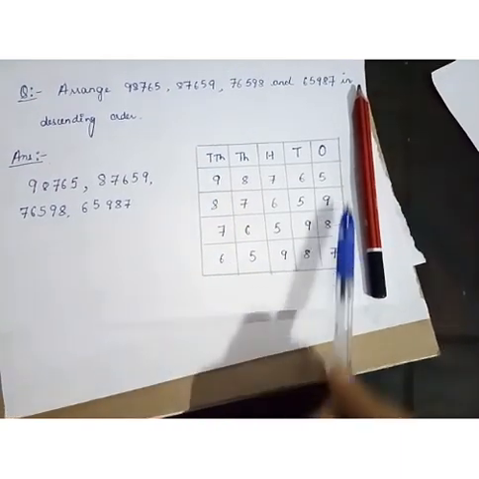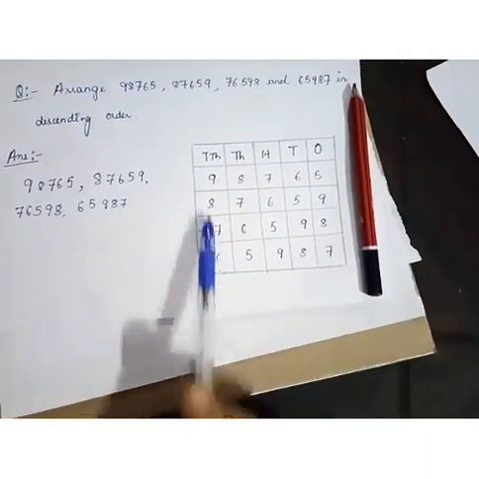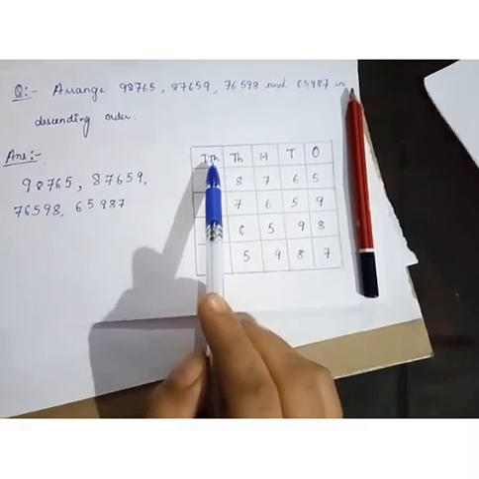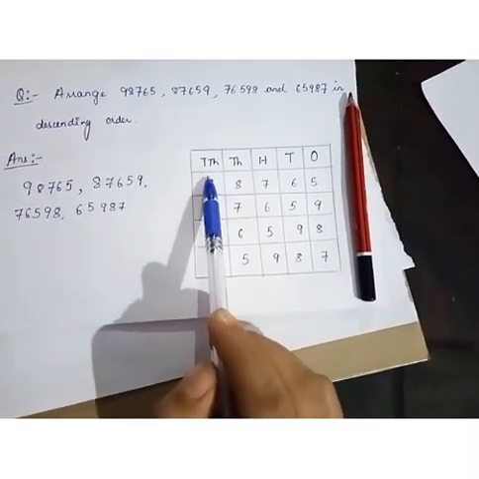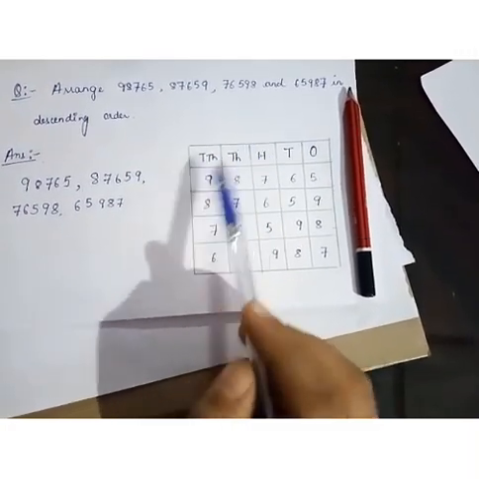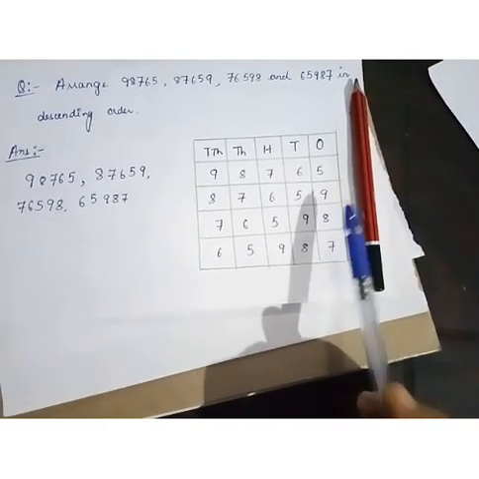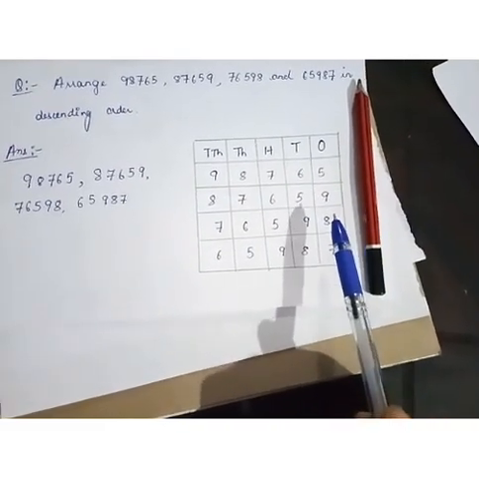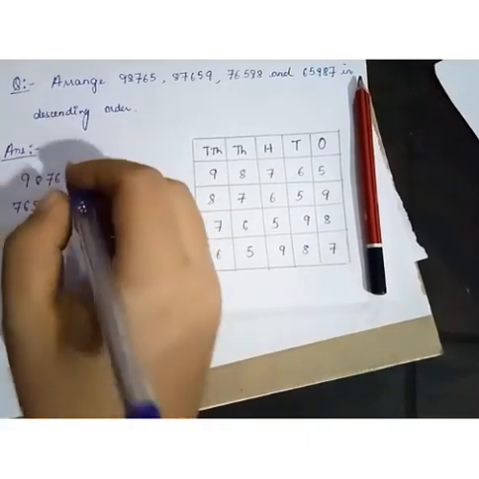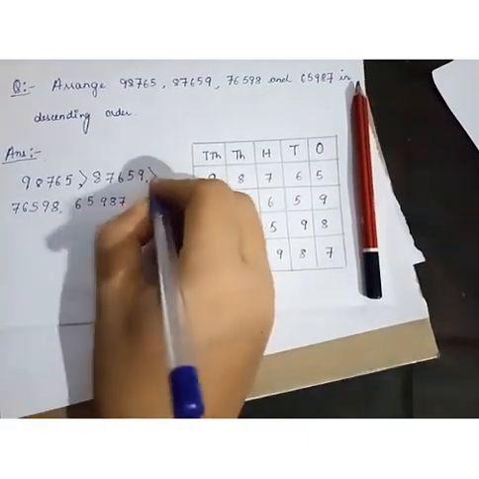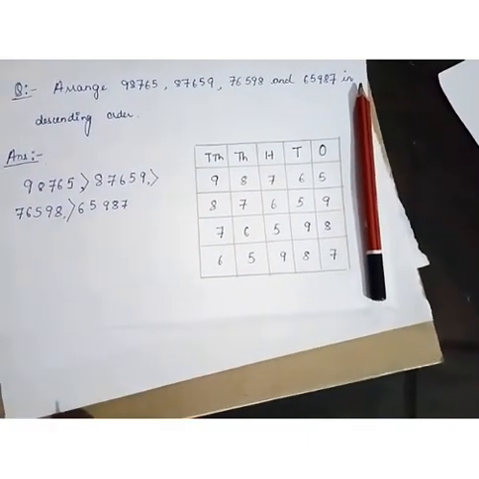Here in this particular example, we can compare all the digits in the 10,000s place. But sometimes the digits will be similar in the 10,000s and 1,000s places, then we have to compare in the next column. Alright. So this is how we arrange numbers in descending order. And here you can put the bigger sign pointing in this way, or you can put the comma also.